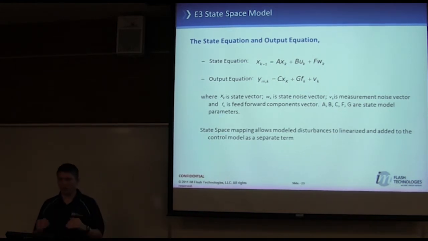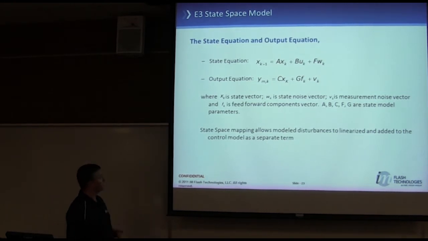So like what Darren was talking about, where you've predicted that you're going to get some output, and then you actually measure the difference between the measured output and the predicted output. That's our measurement noise.